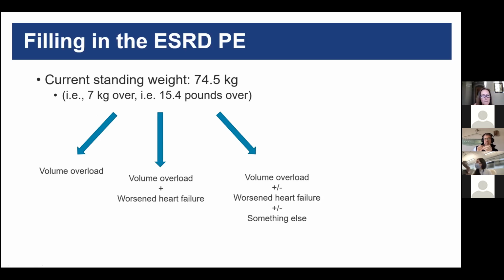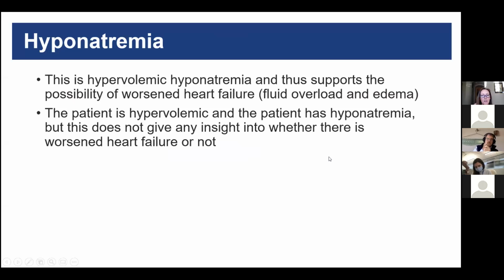And so we're not going to get into exam or anything like that. We're going to get into hyponatremia, which is one of my favorite things to talk about. If you remember from the initial H&P, this patient was hyponatremic with a serum sodium of 129. And so the question is, does this help us think about having worsened heart failure?